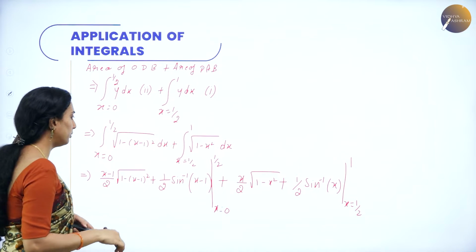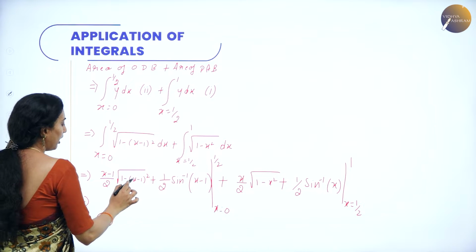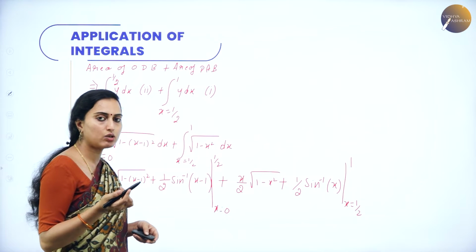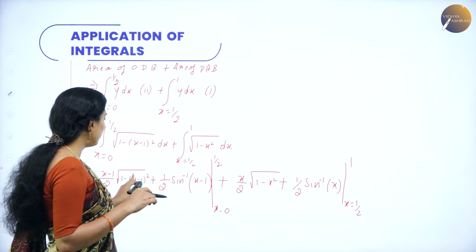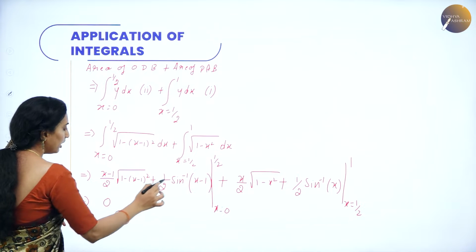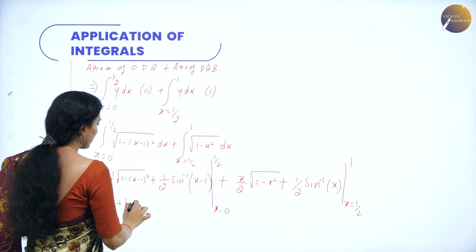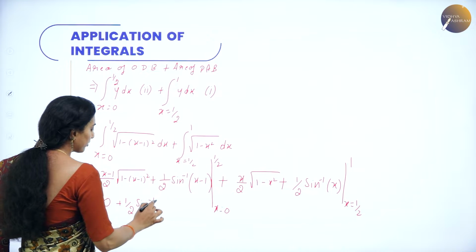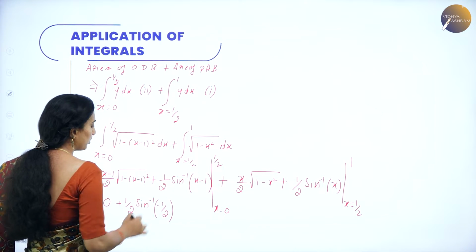Now let us apply the limit first here, half. If I apply the limit, see here, half minus 1. Half minus 1 is always minus 1. Minus 1 whole squared is plus 1. So 1 minus 1 is 0. So if I apply the upper limit here, it will be 0. Let us apply for this one. So half into sine inverse of half minus 1, which is minus half, correct? This is the upper limit.